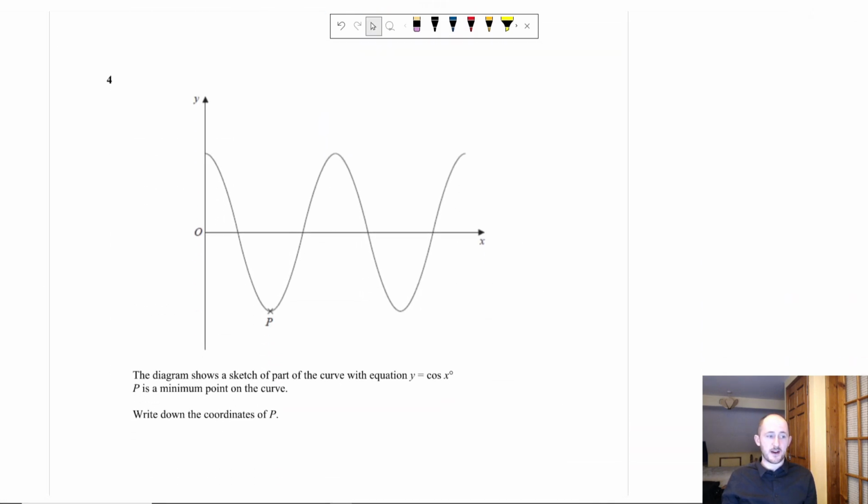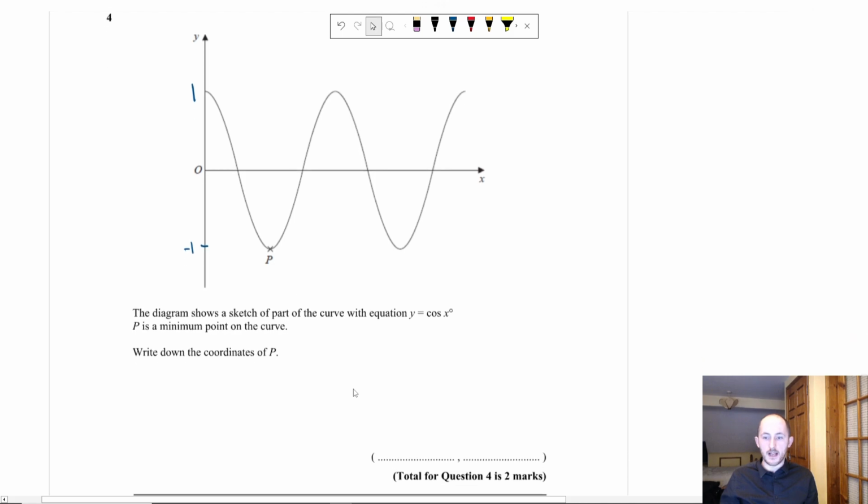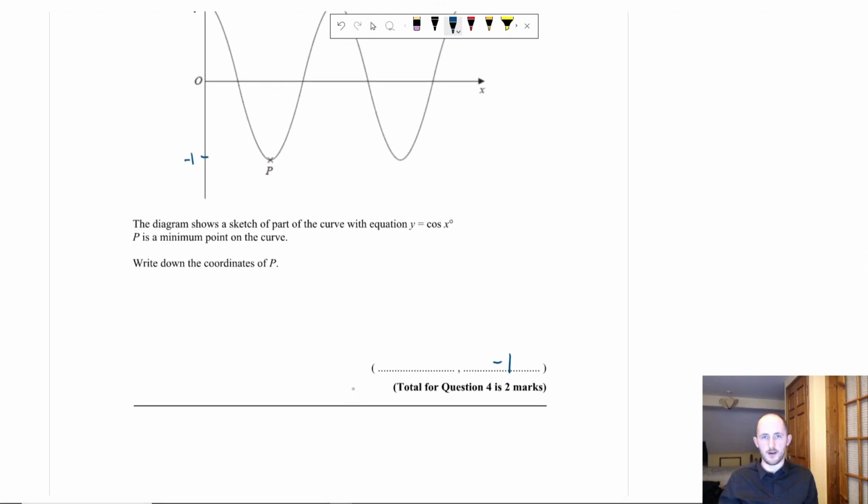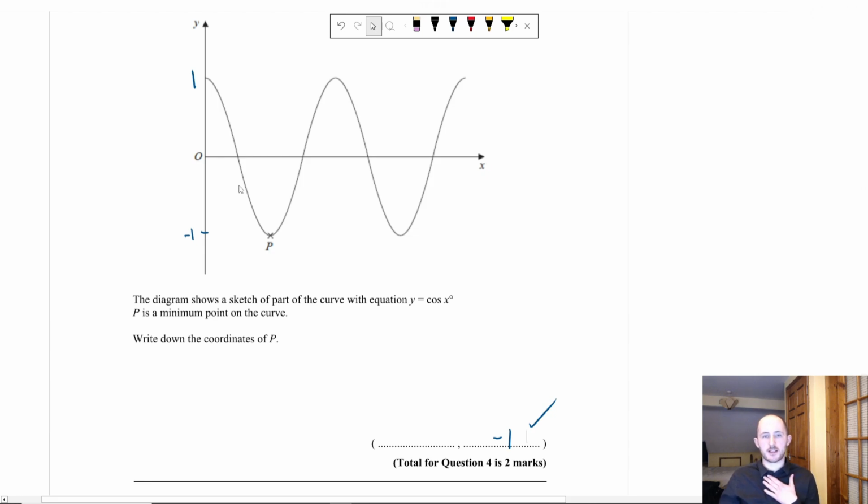Okay. You may recognize a couple of these questions because I have done them on shorts and made individual videos for them. But here it says the diagram shows a sketch of part of the curve with the equation y equals cos x, and p is the minimum point on the curve. What are the coordinates? Okay, so with the cos graph, it always goes between 1 and minus 1. Assuming there's nothing else here, they haven't transformed the graph at all. This is just the cos x graph. So I already know that the y coordinate of p is minus 1. So I can get a mark just for doing that. So 1 mark.